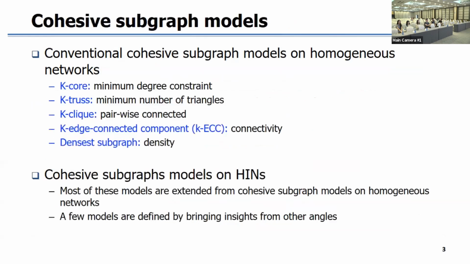Cohesive subgraph models on homogeneous networks have been extensively studied, and many models have been proposed. Particularly, the K-core model is defined regarding the minimum degree constraint, and the K-truss model regarding the strength of ties between two vertices. K-clique requires every pair of vertices in the subgraph to be connected. The K-edge connected component model focuses on connectivity, and the densest subgraph model considers the density of the subgraph. For cohesive subgraph models on HINs, currently most of the existing models are extended from the cohesive subgraph models on homogeneous networks, and there also exist a few models which are defined by bringing new insights from other perspectives.